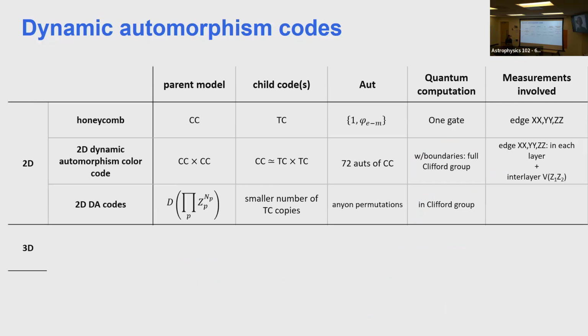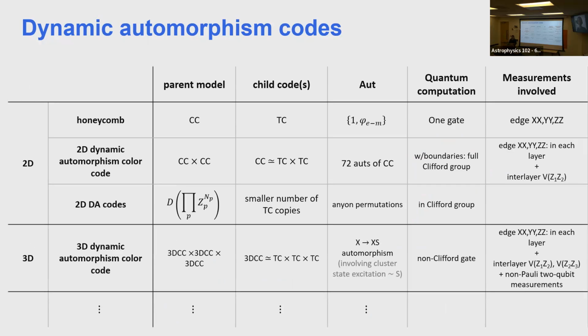Okay, then we generalized the dynamic automorphism code to the simplest kinds of theories we can generalize them to. We also did 3-dimensional codes. In 3 dimensions you can play the same game. You have 3 copies of the 3-dimensional color code, or 3 copies of the 3-dimensional toric code, and you get a non-Clifford gate. One caveat is that before, we needed to do Pauli measurements, and you can do a non-Clifford gate with Pauli measurements. Now we actually have to insert a round of Clifford measurements.